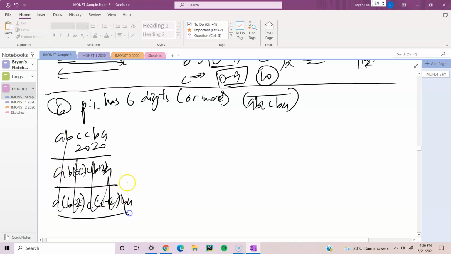So this is cancelled, and this applies to all palindromic integers with more than 6 digits, say 7 digits, 8 digits.